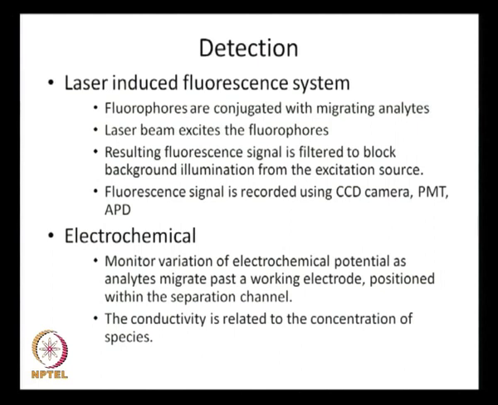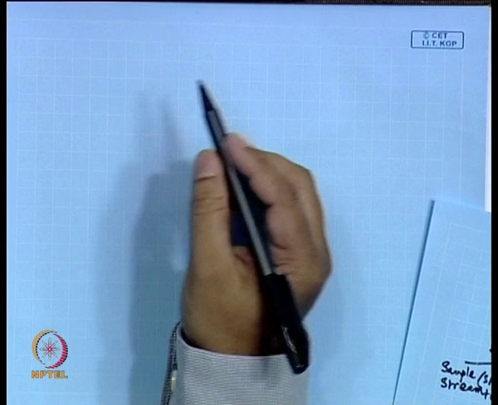We discussed detection. We said there are two types of detection possible. One is optical interrogation, the laser induced fluorescence system, and the other is the electrochemical method. In the laser induced fluorescence system, fluorophores are conjugated with migrating analytes. A laser beam excites the fluorophores. The resulting fluorescent signal is filtered to block background illumination from the excitation source, and the fluorescent signal is recorded using a CCD camera.